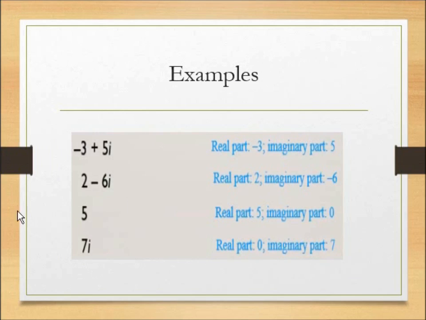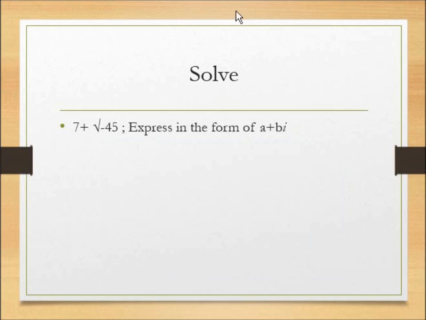Now let's solve a question. Let's solve a simple question so that you will know how to find out complex numbers. So we have an example over here. We need to solve this. We need to write down 7 plus the square root of negative 45 in the standard form, that is a plus bi. Now let's solve this.